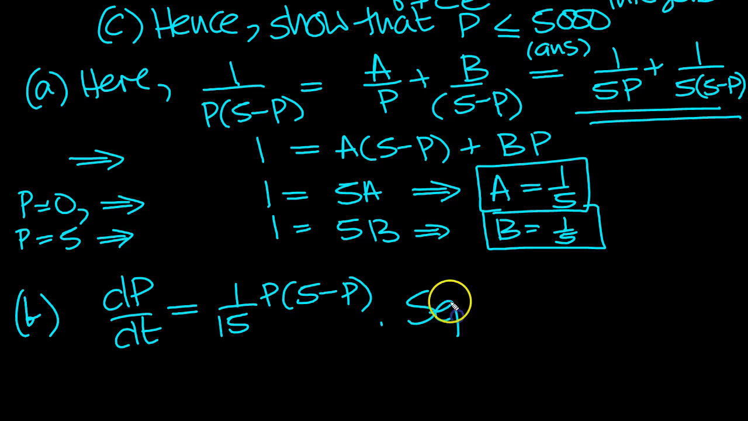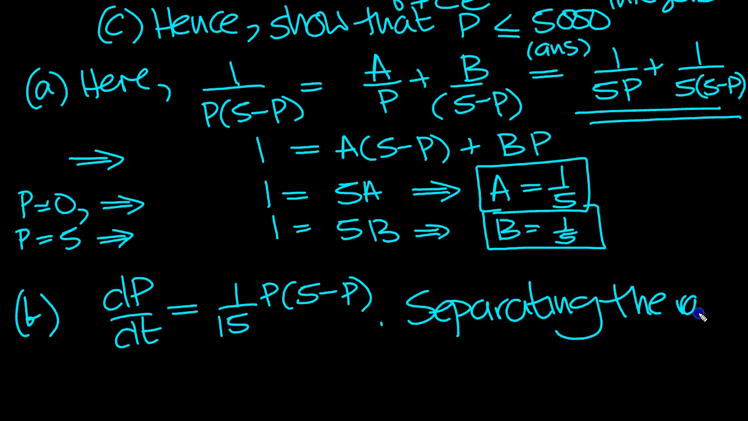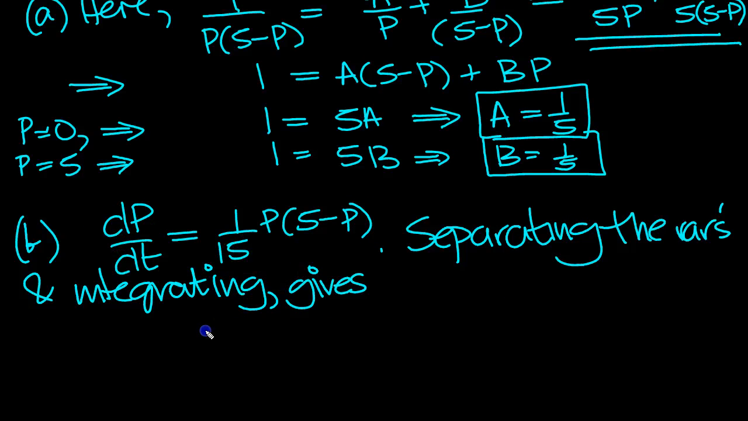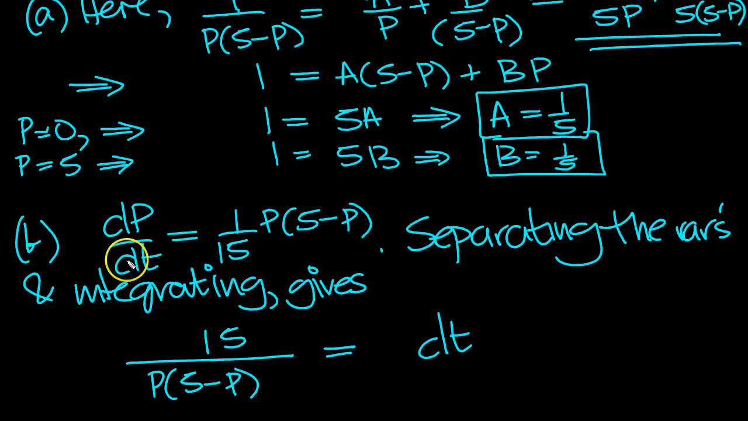Separating the variables and integrating gives, so let's see what we get then. We'll get 15 come up on this side to be with the dp, so let's put that up there. We'll get p times 5 minus p over here when we bring that down, and then we can simply move the dt up to be up with the 1, say, and the dp we can leave as is. Separate the variables then and integrating.